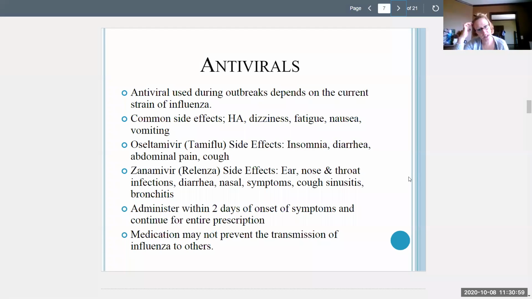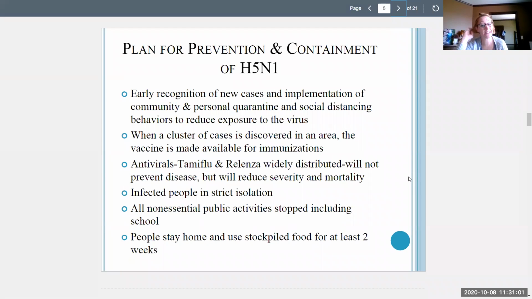Plan for prevention and containment. Early recognition of new cases and implementation of community and personal quarantine and social distancing behaviors to reduce the exposure to the virus. Well, that sounds familiar, doesn't it? And when a cluster of cases is discovered in an area, the vaccine is made available for immunizations. And antivirals are widely distributed, but again, as I mentioned, they won't prevent the disease, but will reduce severity and mortality.